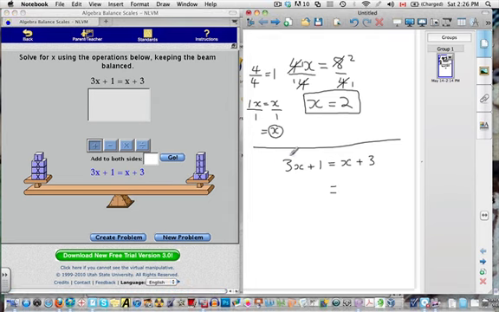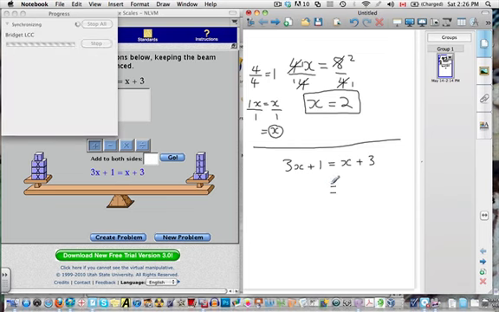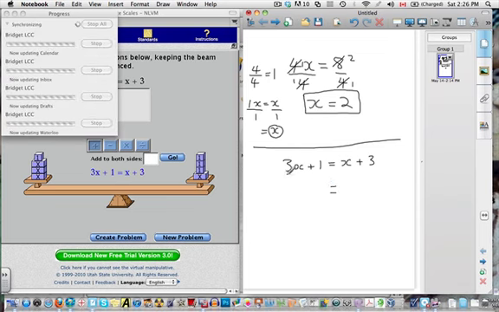Now what you want to do is you want to get all the x's on one side of the equal sign with the coefficient. That coefficient will change depending on what you do. And you'd like to get all your constants on the other side. So you'll end up with something like 5x equals 12 or 6x equals 13.